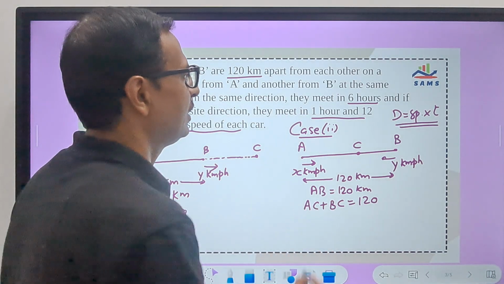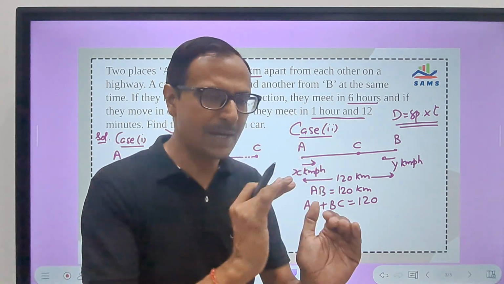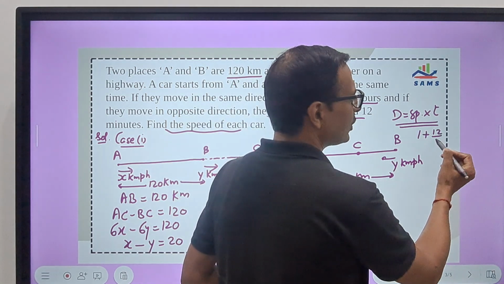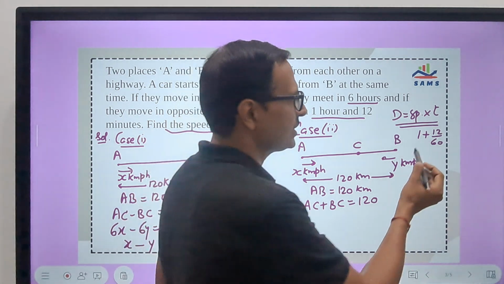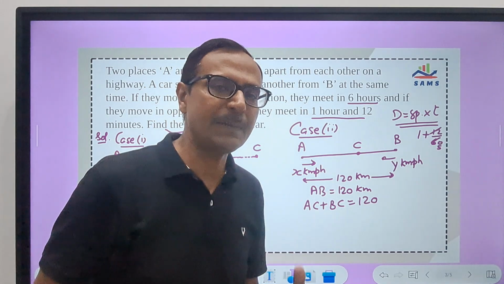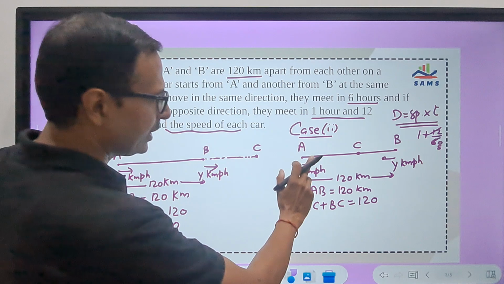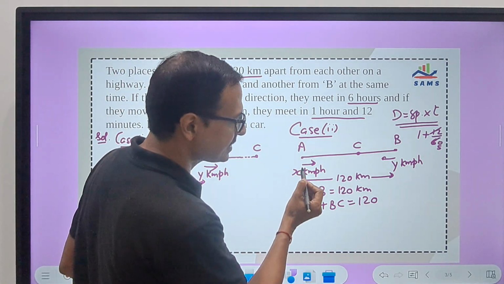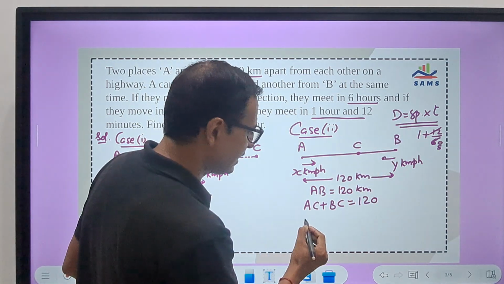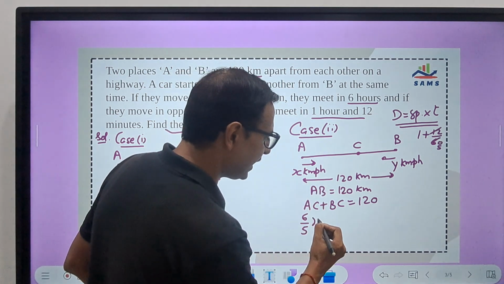Likewise here, 1 hour 12 minutes. Somehow I need to convert that into hours, right? So 1 hour plus 12 minutes. 12 minutes means 12 upon 60 hours, so this is 1/5 of an hour, and 1 plus 1/5 is 6/5. That means 6 upon 5 hours is the time here. The speed is x and the time is 6 upon 5, so distance AC is the speed x times the time 6 upon 5.